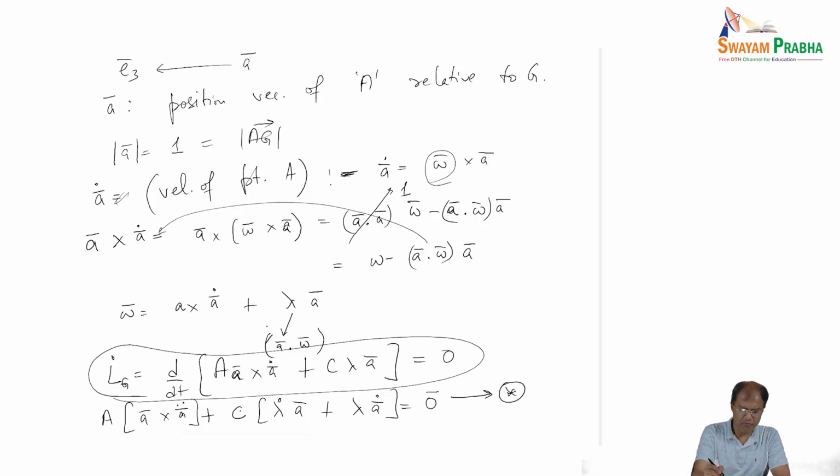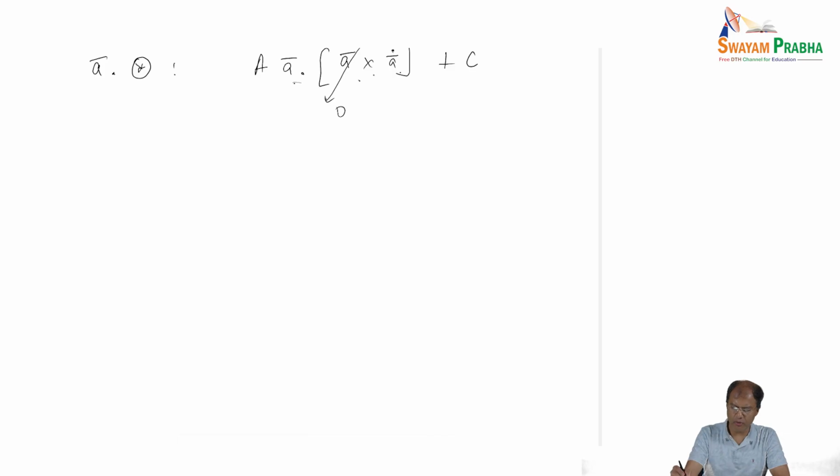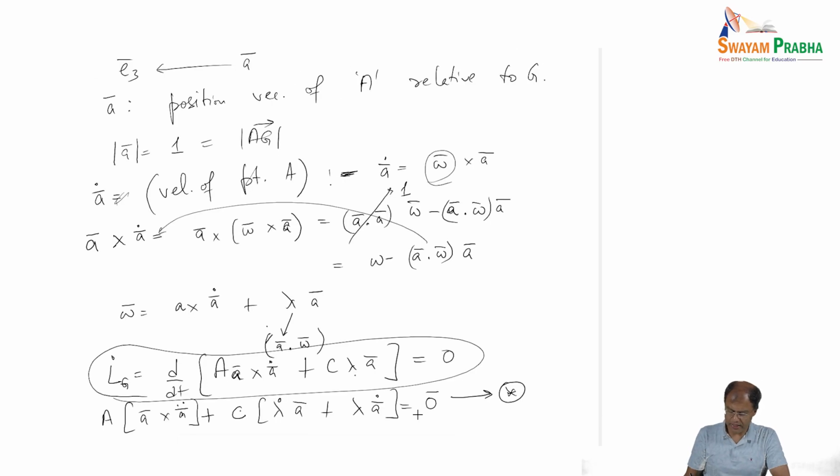So what happens if we perform the operation A dot star? What we see is that A dot star is going to be A times A dot with A cross A dot, which is a scalar triple product. We have A cross A dot, so this quantity will be 0 plus C times lambda. Lambda is the spin component, so that is N, times A dot A.